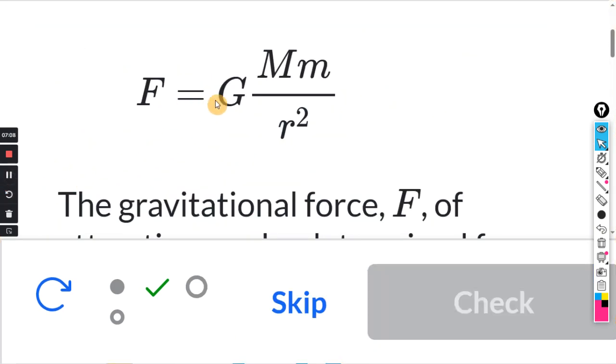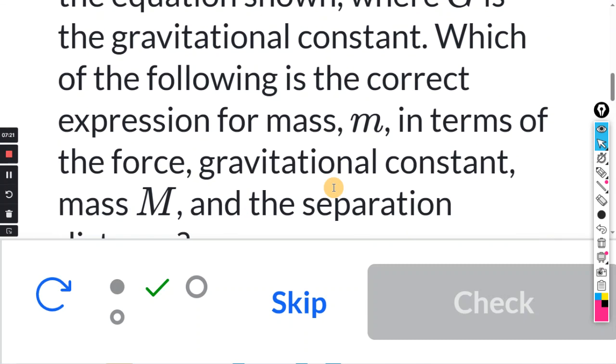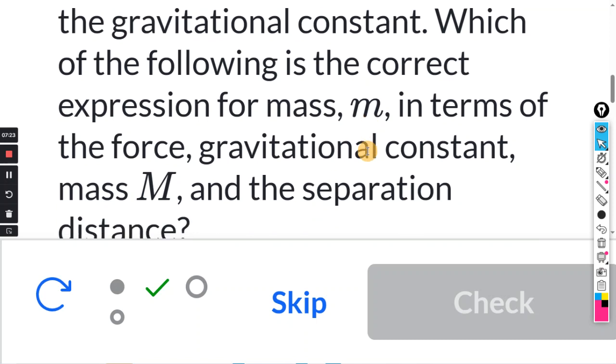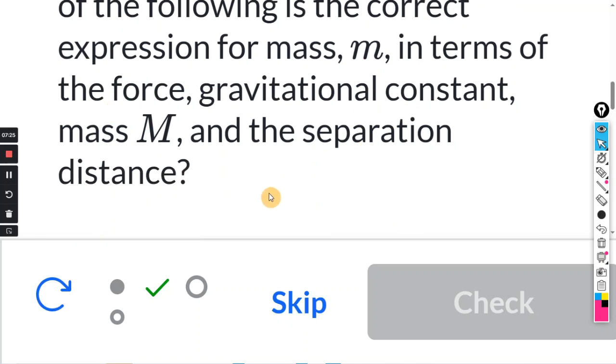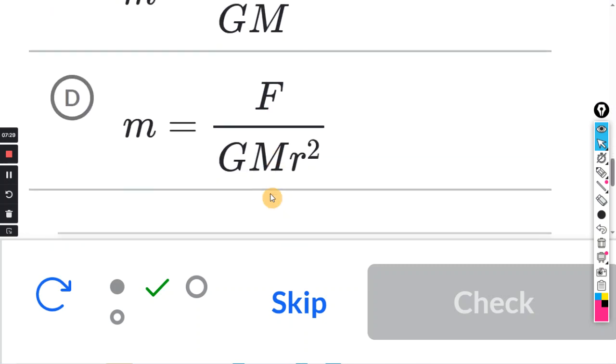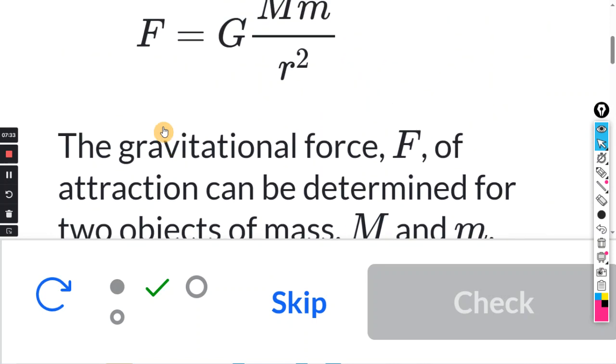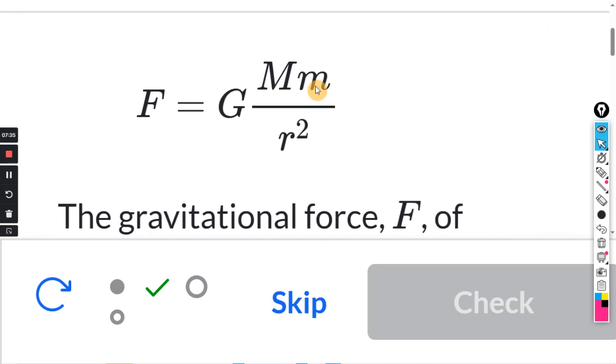All right, here's the original right here. This g, by the way, is in the numerator. It's the same thing as if it were on top in the numerator. Anyhow, we have F equals, which of the following is the correct expression for mass, lowercase m, in terms of the other terms? All right, look at the answers. They are all m equals. So clearly we're solving for m. You don't really need the write-up. So let's solve for lowercase m.